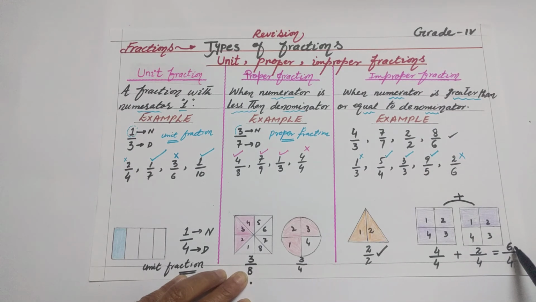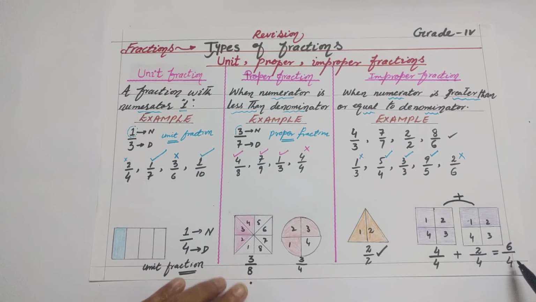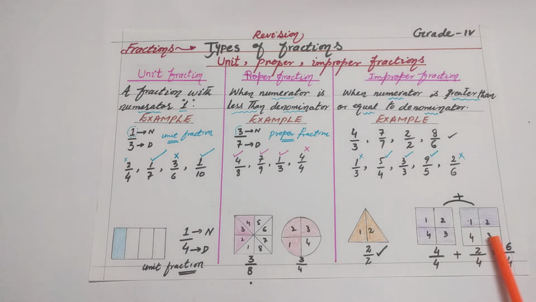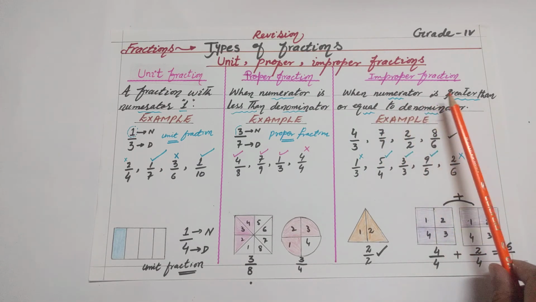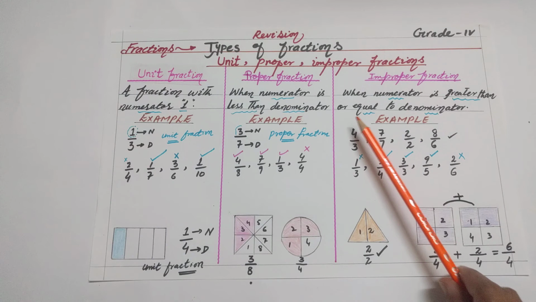Now as you can see, 6 is greater than 4, so this fraction represents an improper fraction, because the numerator is greater than the denominator. Clear? So why am I using these 2 cakes over here? Because my requirement is that the numerator should be greater than the denominator.